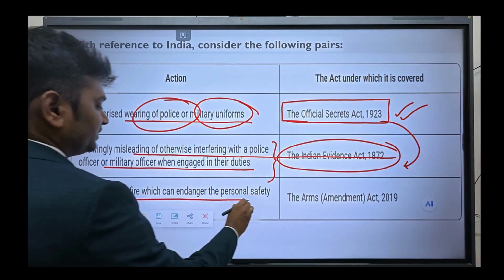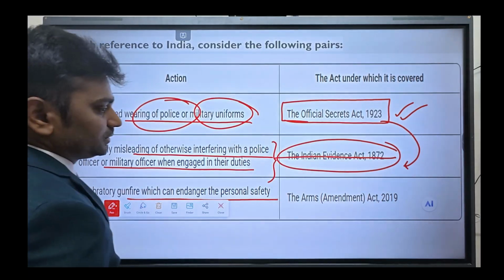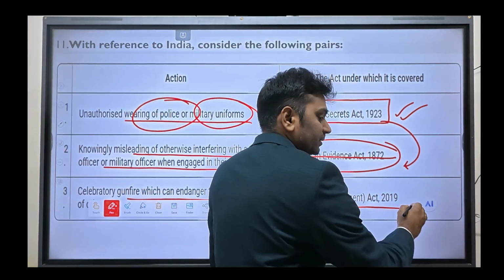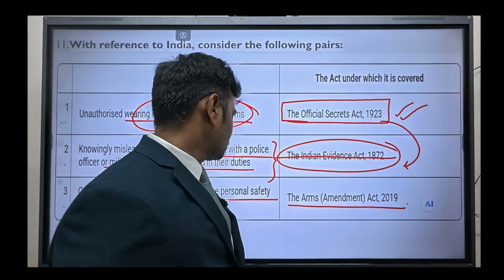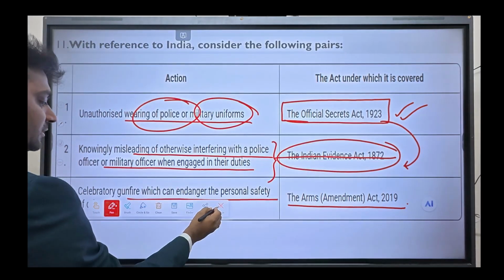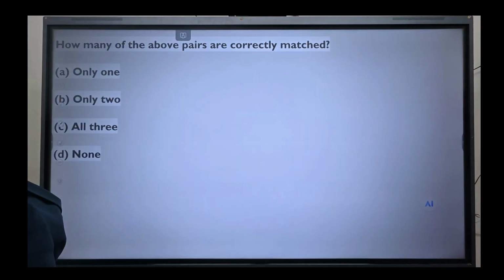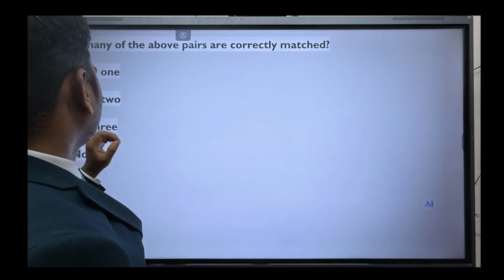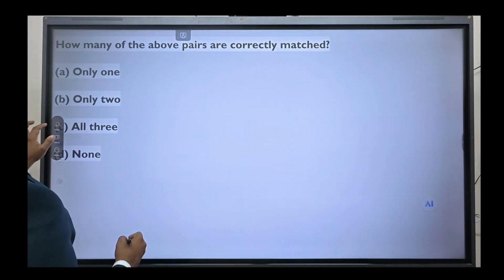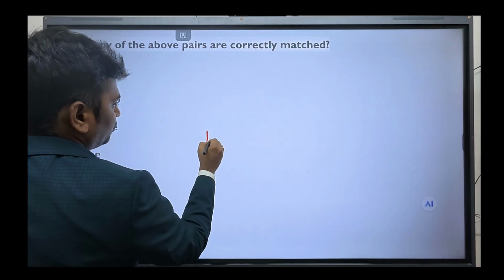Celebratory gunfire, which endangers the personal safety of others, is prohibited under the Arms Amendment Act. This is correct. So the answer is 1 and 3 are correct. The second statement is wrong. So only 2 statements are correct here. What are those? 1 and 3 are correct.